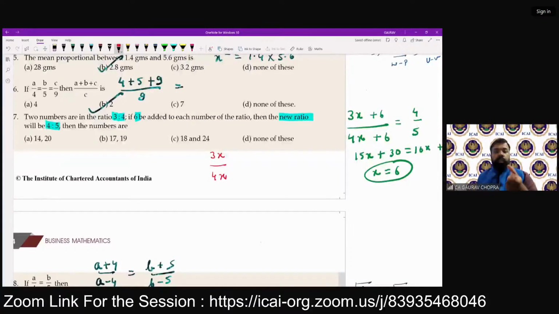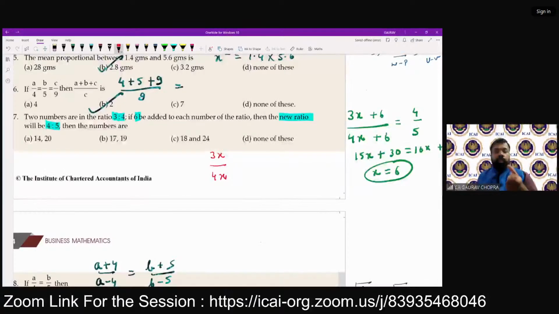Just find out the value of x. So, on cross multiplication, what are we getting? 15x plus 30 is equal to 16x plus 24. So, therefore, the value of x will be 6.